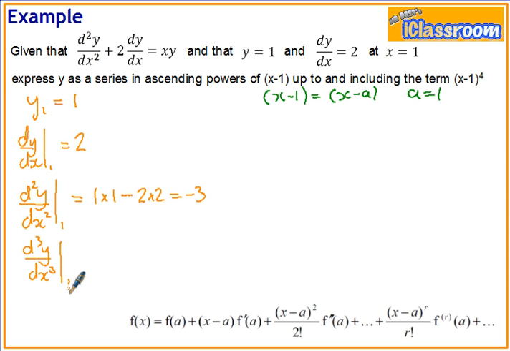Now, similar to our previous question, what I need to do at this point is to differentiate the function that I was given originally.